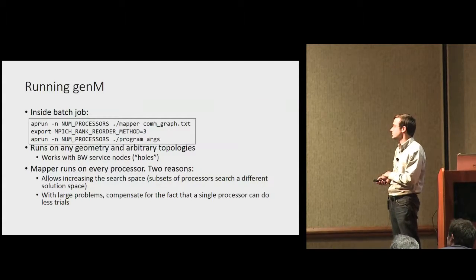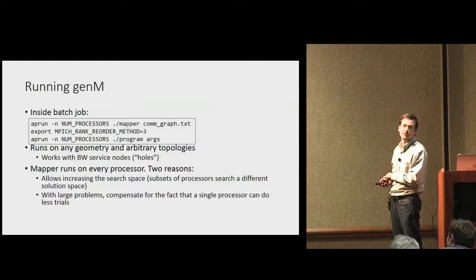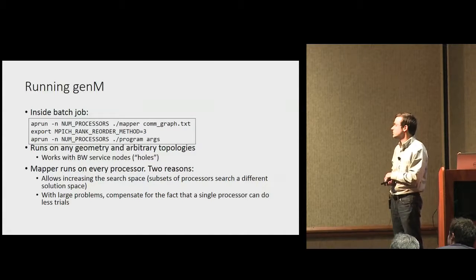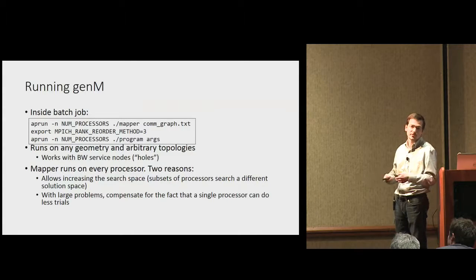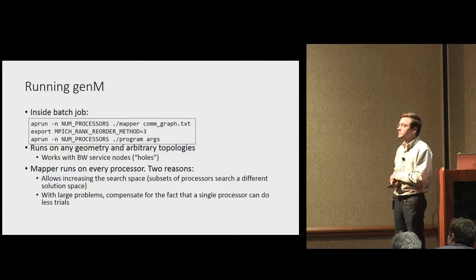So this is basically for two reasons. It allows increasing the search space, so each subset of processors searches a different solution space. And with very large problems, the algorithms become slower and slower, so they can do fewer and fewer trials. But since we have more processors, we can use them to compensate for that.